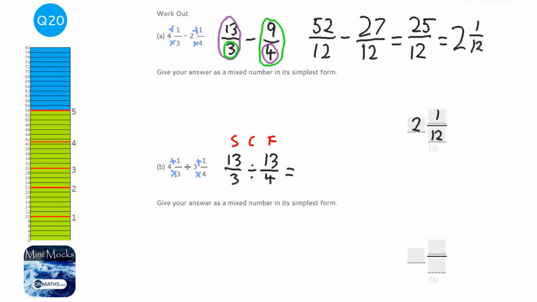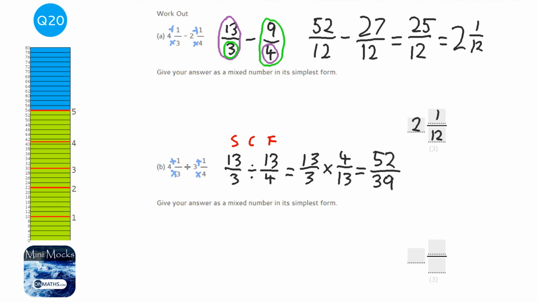So we're going to keep that 13 over 3 the same. We'll change that divide sign to a times, and we'll flip that second fraction, so 13 over 4 becomes 4 over 13. Then I times the tops, so 4 times 10 is 40, 3 times 4 is 12, so it's going to be 52, and times the bottoms, so that's going to be 39.